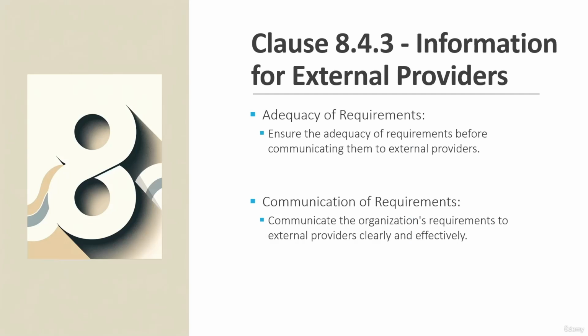Now coming to the last part of 8.4, which is information for external providers. When you want to buy a material from your supplier, you need to make sure that you give the right and sufficient information to your supplier. Because if you don't tell your supplier what you want, and the information you have given is not adequate, there is a good chance that the supplier will not meet those requirements because you have not clearly specified what you want. That is one requirement, which is adequacy of requirements and communicating them to the external providers. This clause requires that you have adequate information, which needs to be clearly supplied to the supplier, stating exactly what you want. That way the supplier can meet the requirements which you have put.